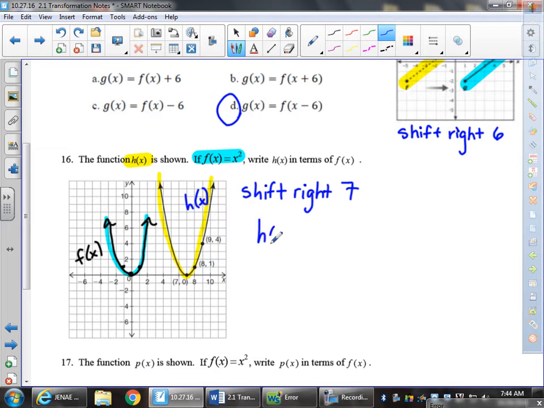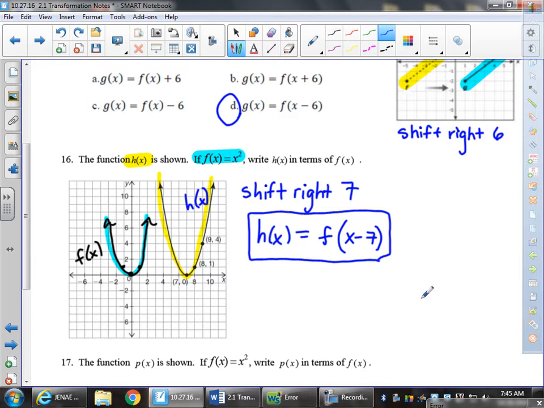So then h of x equals what? F of x minus 7. Yes, question. If you say it the same way, like if you still say f of x minus 7, then why can't you say C in the other problem on 15?